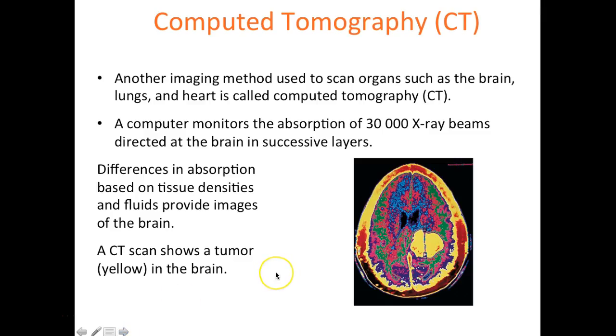All right, so this is a CT scan, computed tomography, and it's used to scan organs like brain, lungs, heart. The differences in absorption of the X-rays based on the tissue densities and fluids, etc., provide a scan of this brain, and it shows wherever there's a dense tumor, like here, and so we are able to detect brain tumors, etc., with this method of imaging.